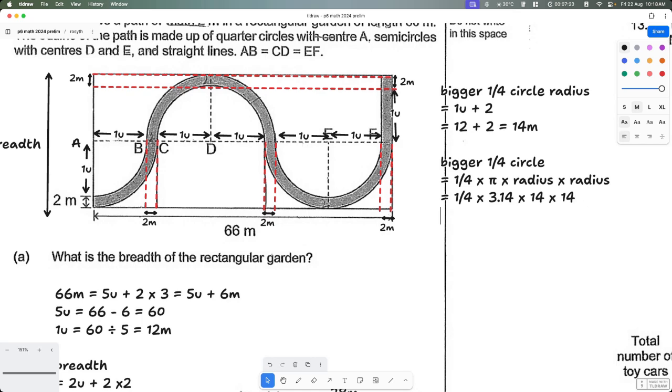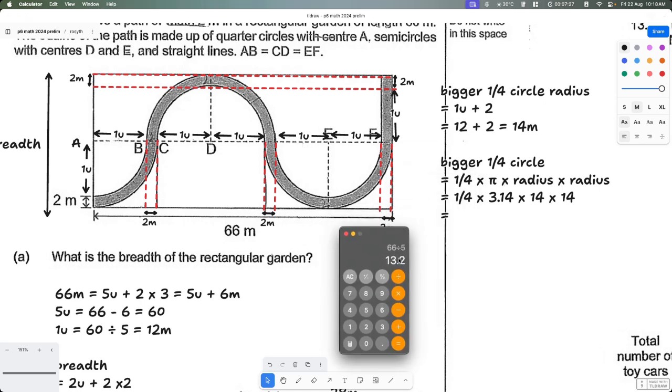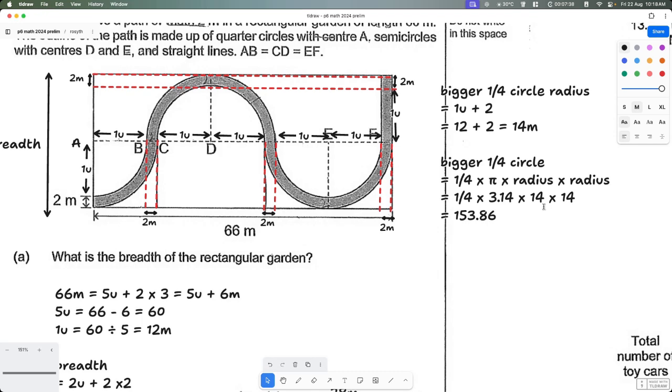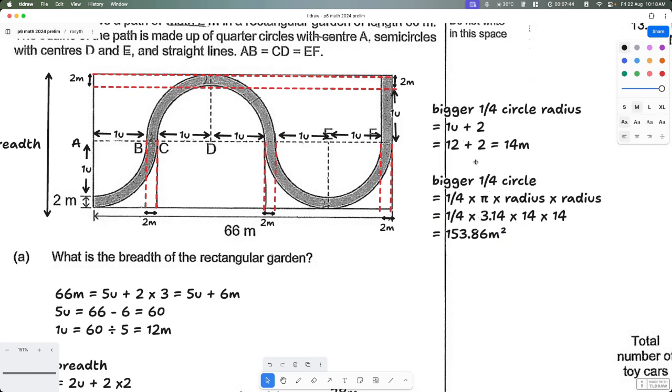Okay, so let's get that. Let's use the calculator. So 1 divided by 4 times 3.14 times 14 times 14. Okay, this will give us 153.86 meters square. So now we got the bigger one.